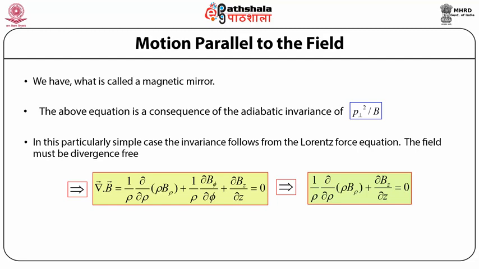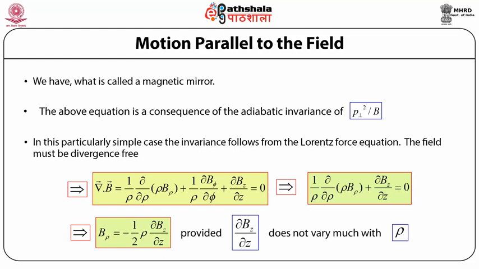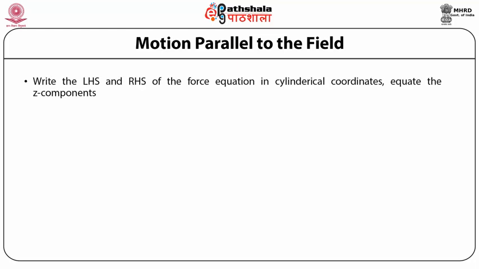So we have B_rho equals minus the integral from 0 to rho of rho times del Bz by del z d rho, which equals minus half rho squared into del Bz by del z. This implies B_rho equals minus half rho into del Bz by del z. Write the LHS and RHS of the force equations in cylindrical coordinates.